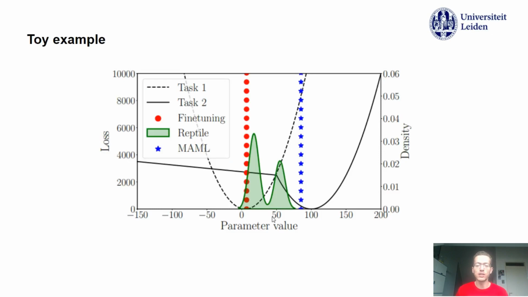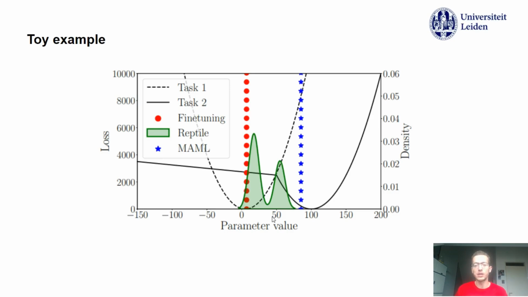Now, in the toy example, we try to investigate whether these three different objective functions actually also lead to different initialization parameters. In this very synthetic toy example, we have two tasks with two different loss functions. And as we can see, indeed, they learn different initializations. For fine-tuning, we see that the learned initialization, which is close to zero, is there because the sum of the losses of the two tasks is minimum there.